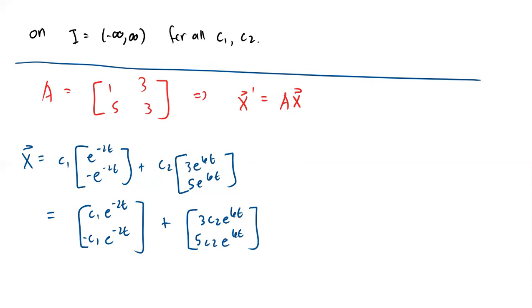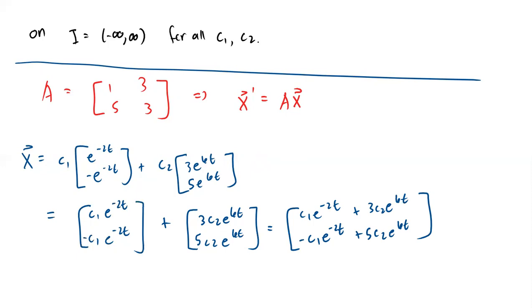Now, how do you add matrices of the same dimension? You can verify both here have 2 rows and 1 column, so the dimensions match. So just add entry-wise. This becomes C1 e^(-2t) plus 3C2 e^(6t). We're just adding entry by entry. This one becomes negative C1 e^(-2t) plus 5C2 e^(6t). And this is the vector that we're going to plug into our ODE, or into our matrix equation.